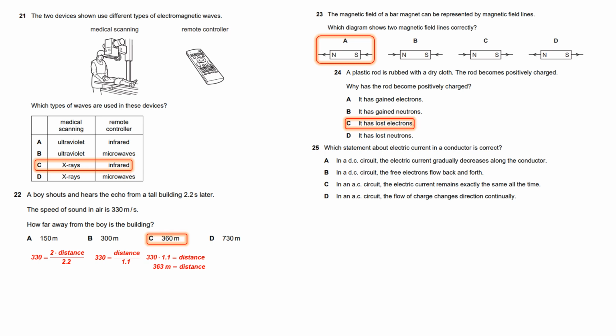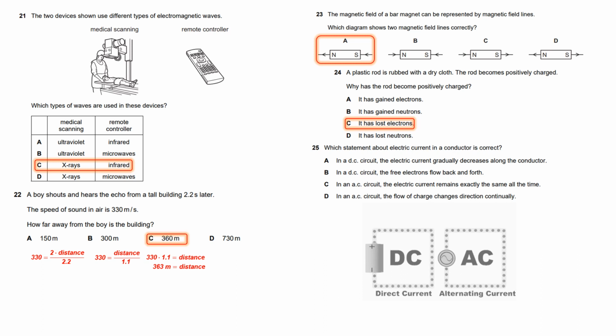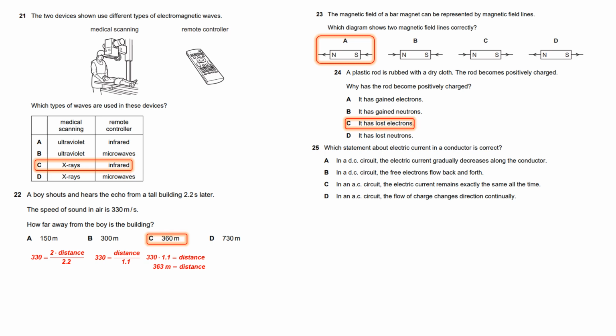In DC, the electrons flow steadily in a single direction, but it does not mean the electric current gradually decreases along the conductor. In AC, the electrons keep switching directions, going forward and then backward. And the electric current does not remain the same all the time.